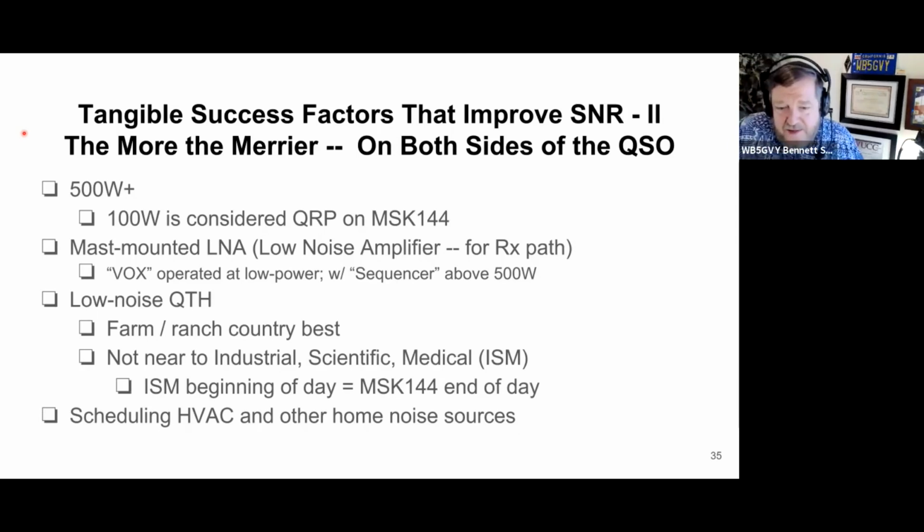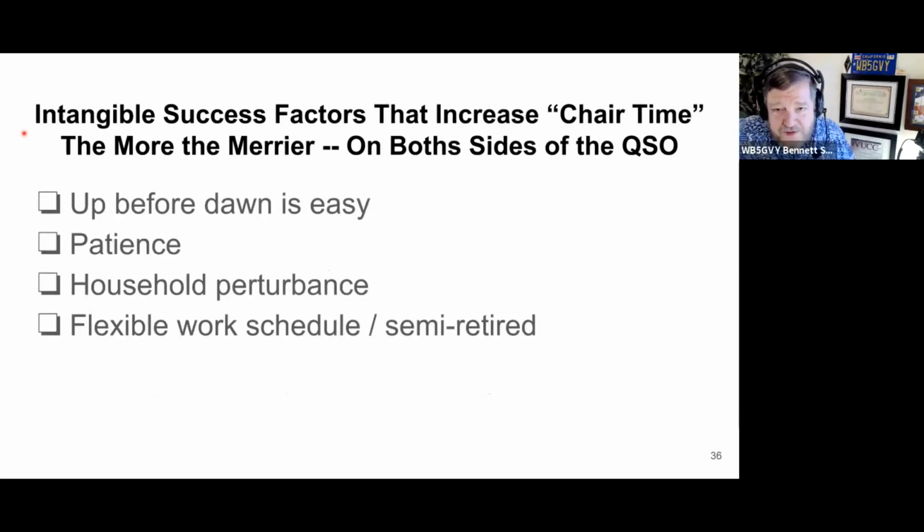But even beyond that kind of thing, you might want to look into scheduling other home noise sources. For example, I have my setback thermostat set to just turn off everything, air conditioning, heating, no matter what day of the year, in order that there's a quiet interval during that period of 2 hours around dawn. So those are signal to noise ratio things.